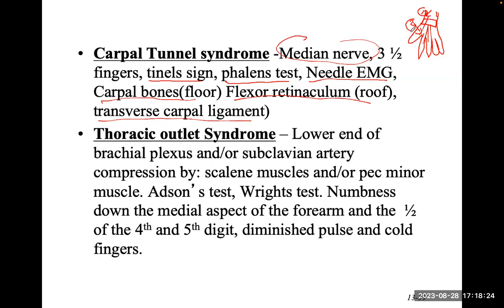If it should take 1 second and it takes 1 second or less than a second, then the compression is happening someplace proximal to that, maybe the elbow or the shoulder or the cervical spine. So that's carpal tunnel syndrome.